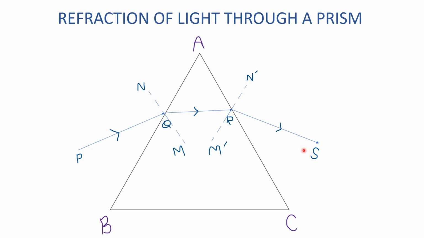In this diagram, the incident ray is PQ, the refracted ray is QR and the emergent ray is RS. Thus a light ray bends towards the base of the prism when it passes through a prism. When a light ray falls on a prism, the emergent ray will always bend towards the base of the prism. As you can see, if I extend this arrow, it is towards the base of the prism. And the angle of incidence will always be equal to the angle of emergence. I hope this is clear.